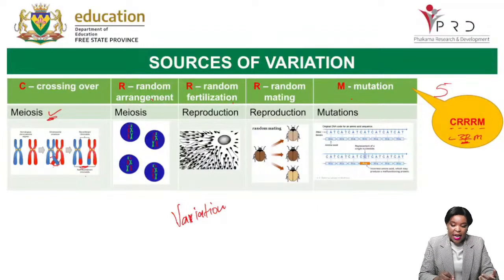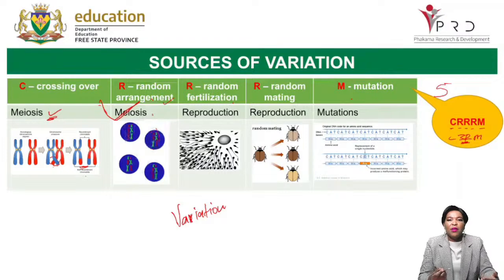Another source of variation is random arrangement of chromosomes. This is still in meiosis. When you write meiosis, you might get 1 mark, but if you unpack it to say crossing over and random arrangement of chromosomes, then you can get separate marks for that. What is random arrangement of chromosomes? If you take a look at this order, there is no particular sequence that these chromosomes follow when they align themselves at the equator during metaphase 1 or metaphase 2. So they arrange themselves randomly. Please use this term, random arrangement.